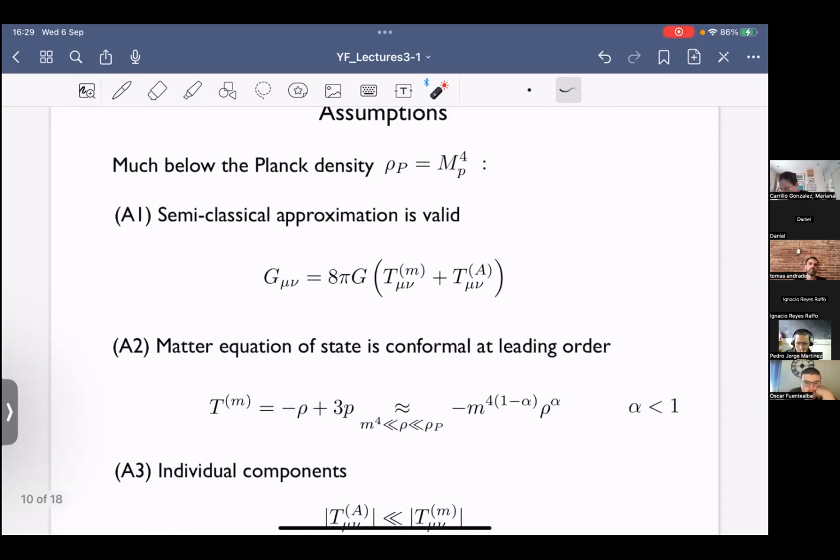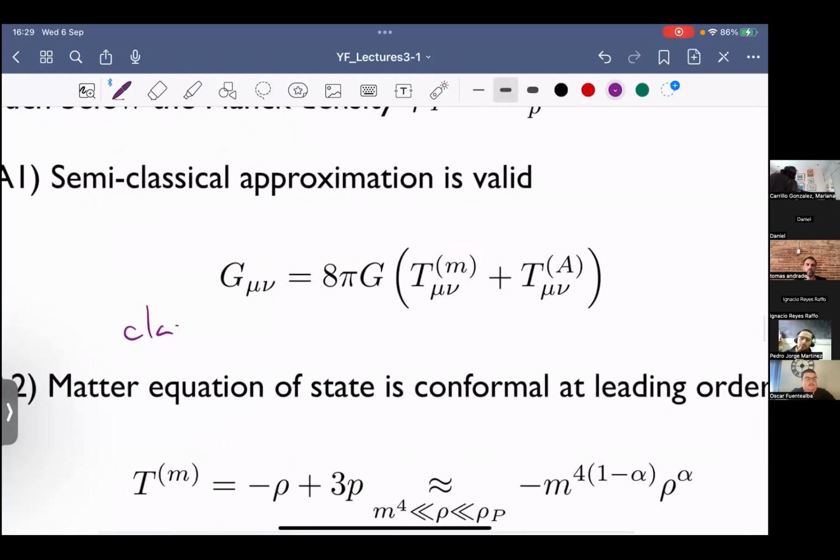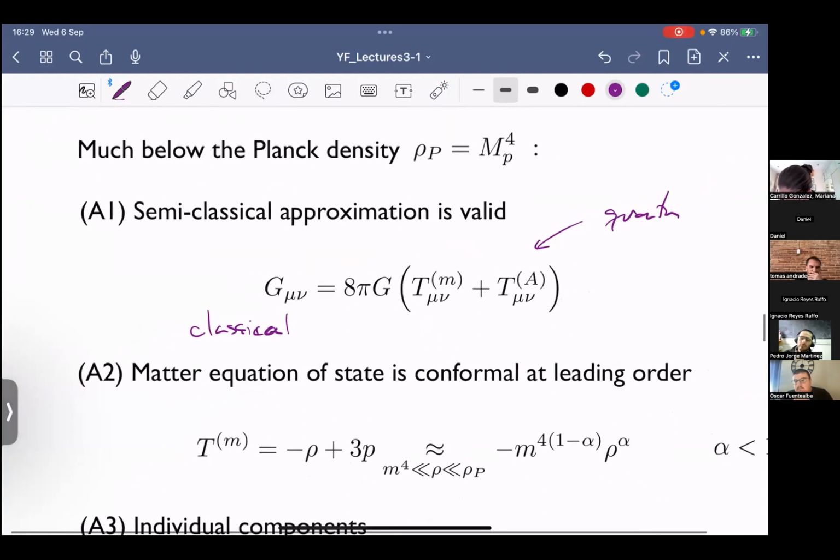The first one is that the semi-classical approximation is the right theory that governs the system. That means that the metric is classical. So the left-hand side of this equation is totally classical, and the quantum fields are just on the right-hand side.